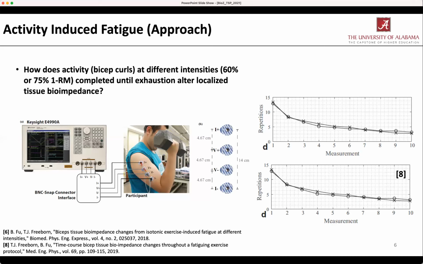Before and after, and also throughout this protocol, we collected the local tissue bioimpedance. With AgCl electrodes placed on the bicep, as shown in this figure, we collected the tissue impedance across a range of frequencies using our Keysight E4990A, a precision impedance analyzer. So what does this data say, though? We have these measurements, we collected them throughout activity. What did we learn? What's going on when we look at this?